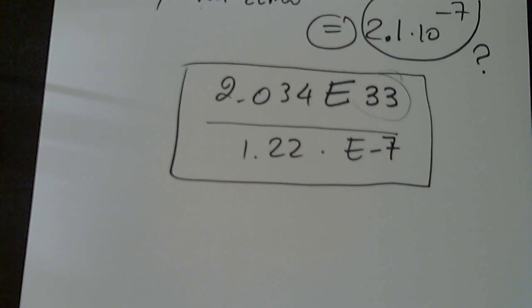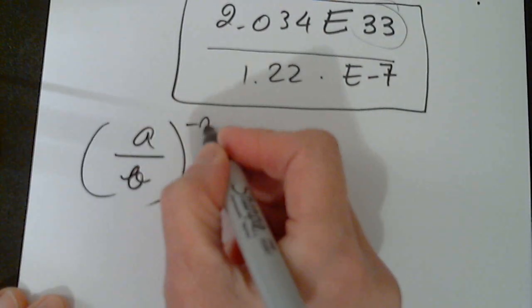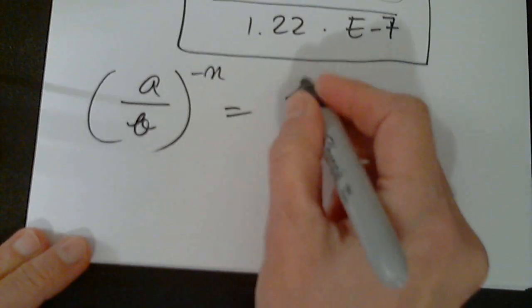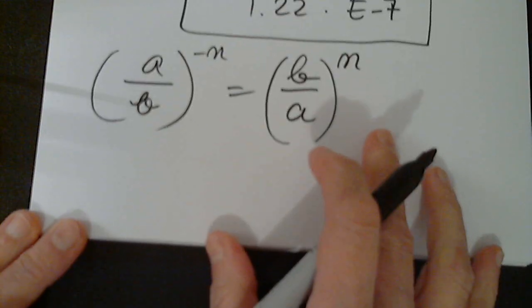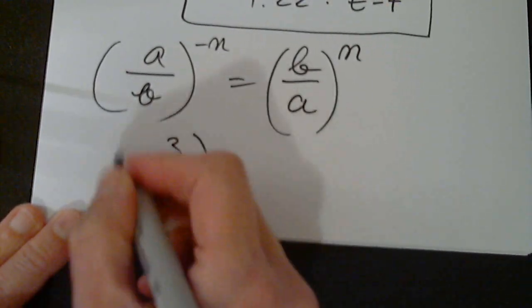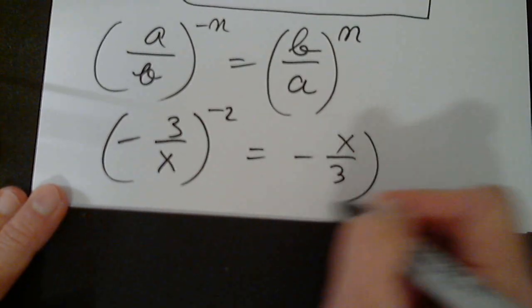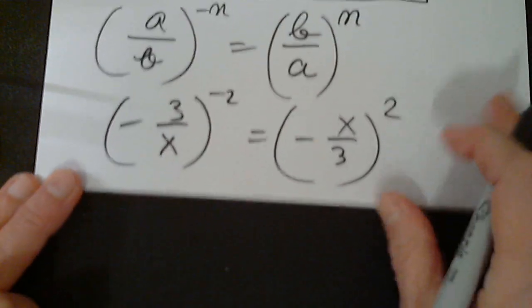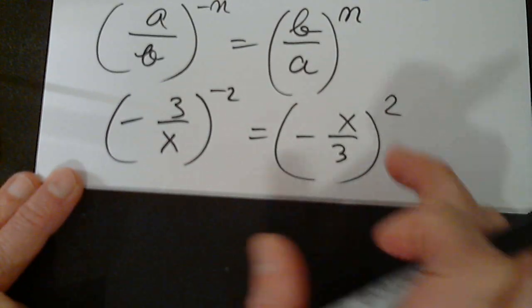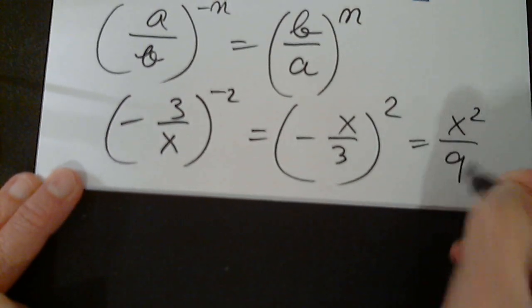Okay, next problem. There is a rule that a divided by b raised to negative n is the same as b over a raised to the nth power. So the next example is negative 3x to negative 2, which will change into negative x over 3, everything to the second power, based on this rule. But now I have negative 1 raised to the second power, x raised to the second power, and 3 raised to the second power, and I get x squared over 9.